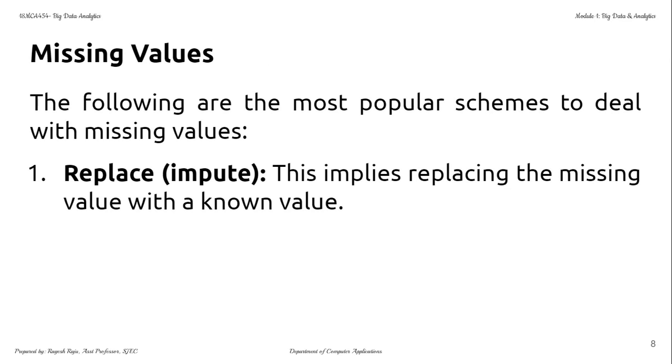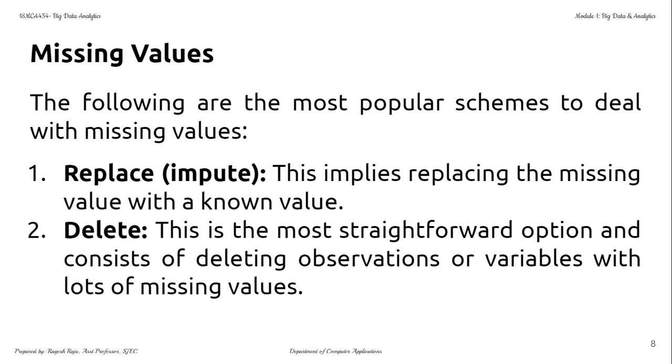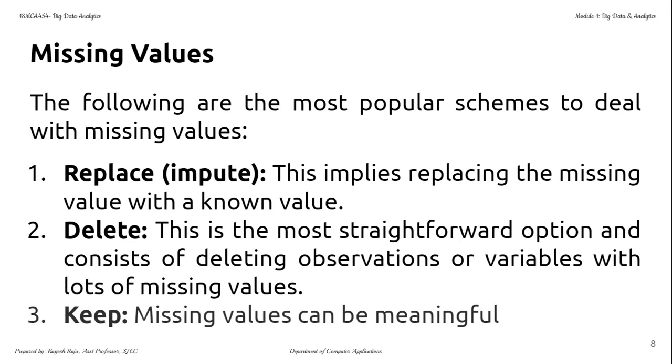The first option is to replace it. It is also called impute. The other one is straight away deleting it, and the third one is keeping it. In the case of replacing, what we usually do is take the average or the median and replace the missing value with it. This is done only in a few cases when we are able to predict the data and the data should be in a particular range.